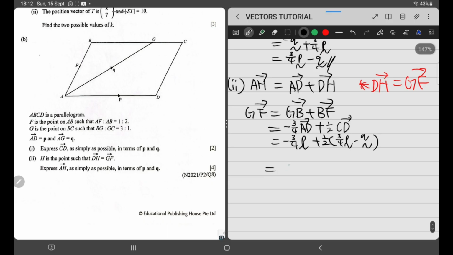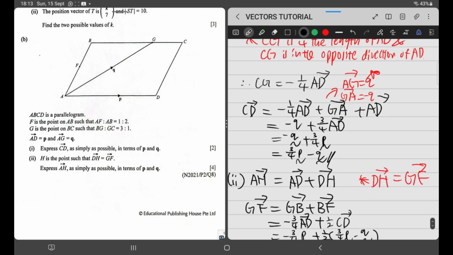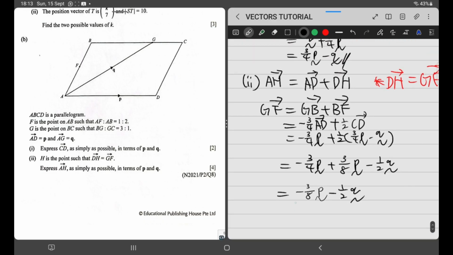So as a result, you end up with negative 3/4 P plus 3/8 P minus half Q. So you end up with 3 divided by 8 plus minus 3 over 4. Okay, so you end up with negative 3 over 8 P minus half Q, just like that. And that's GF, which is essentially your DH.